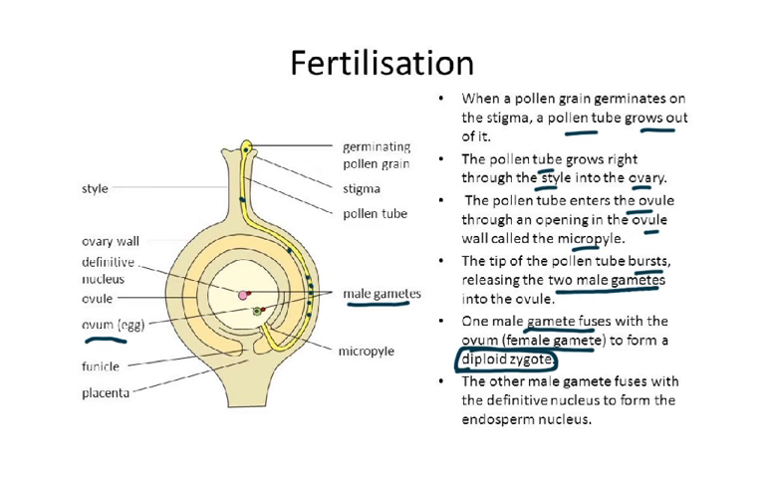So the male gamete fuses with the ovum and forms the diploid zygote. The other male gamete fuses with the definitive nucleus to form the endosperm nucleus. You don't have to know this. So basically, we just have to know that the male gamete nucleus fuses with the female gamete nucleus and forms the diploid zygote. So this is the male gamete fusing with, and this has become the diploid zygote. Now this zygote is going to develop into the embryo and then into a little plant.